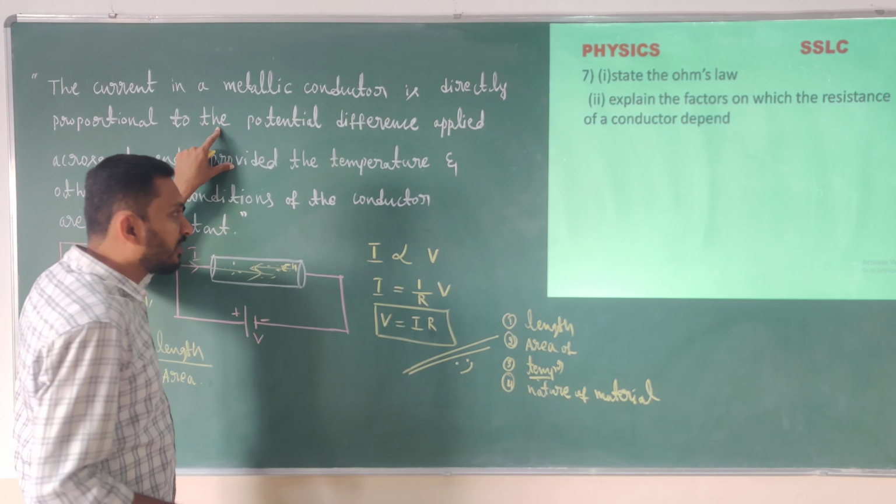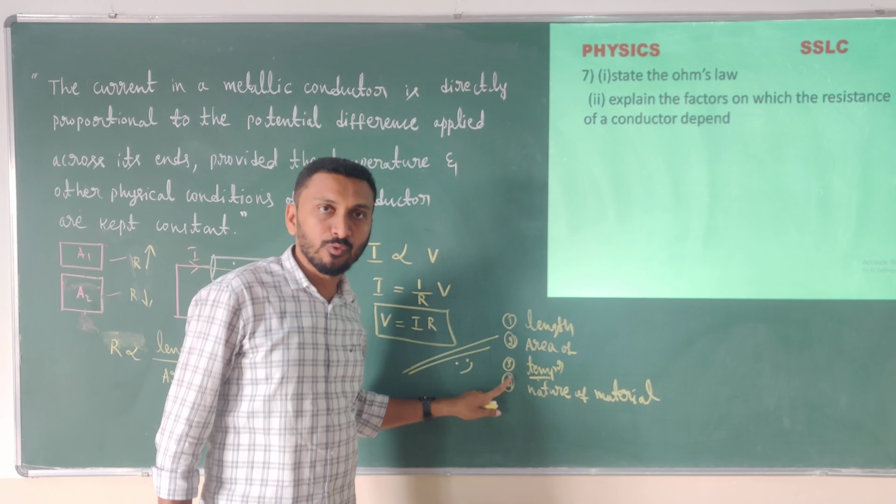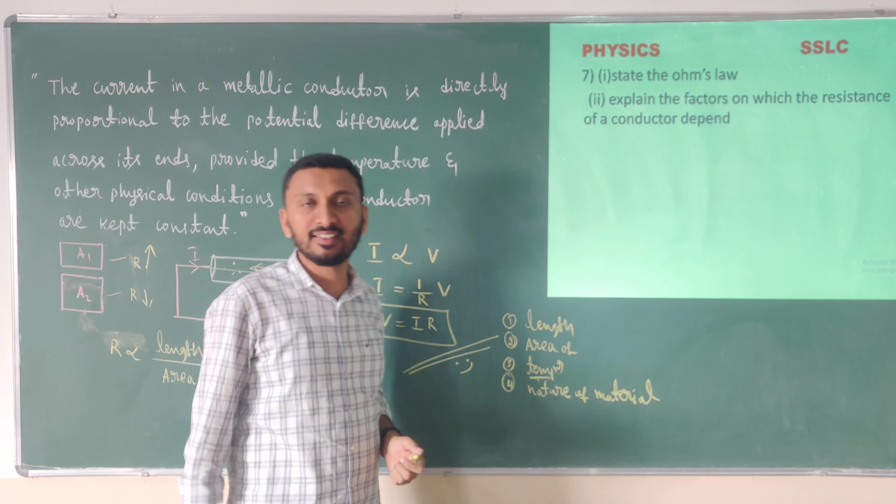So this is the statement of Ohm's law and the factors on which the resistance of a conductor depends. On these four factors, the resistance depends. Thank you.